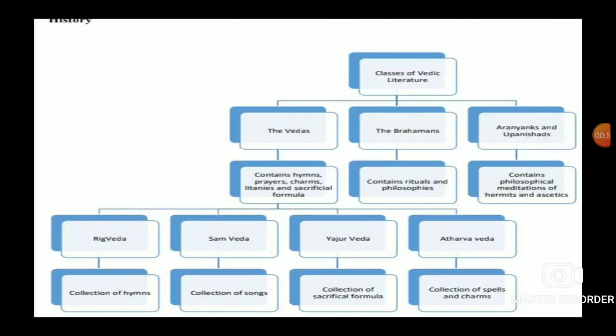And our last example is from history. The main concept is classes of Vedic literature. In that we have the Vedas, the Brahmanas, and Aranyakas and Upanishads. Again, they are connected to the concepts below them: contains hymns, prayers, charms, all these things.